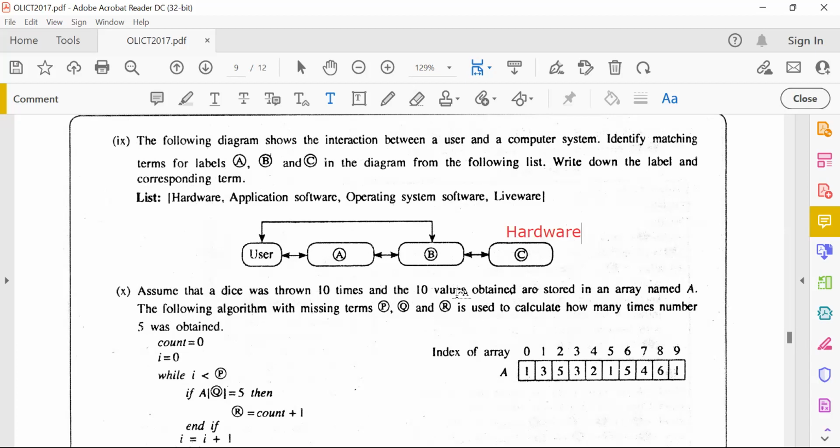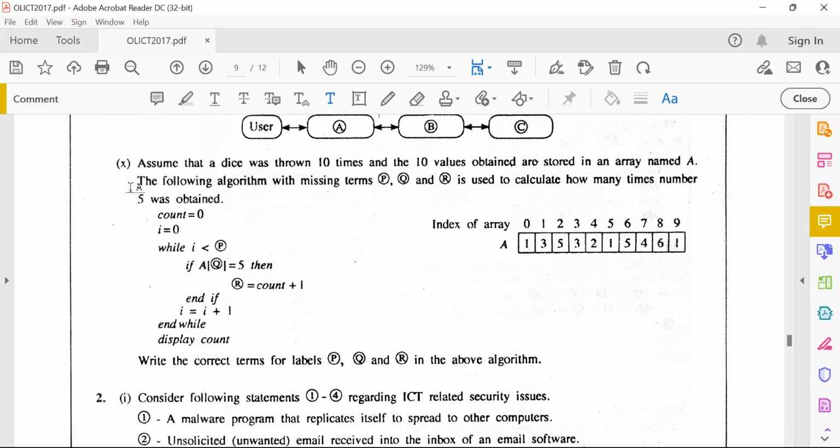Then with the hardware, we will have the operating system. Then we will have the application. So this is how the interaction happens, right? So you put A, application, B, operating system, C, hardware. It's an easy one.